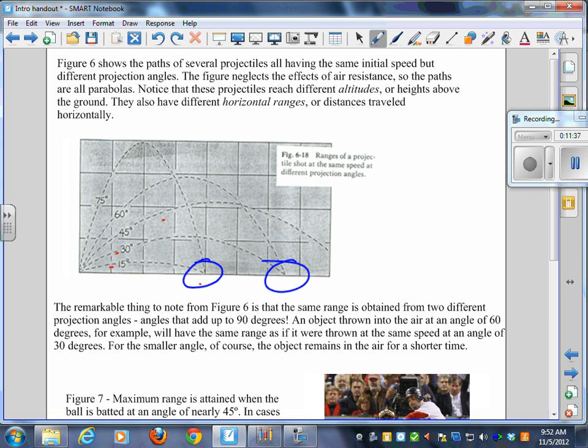What do you notice about those points that I just circled? Hey, there's two ways to get there. 75 is 15 degrees from 90, and then 15 is 15 degrees from 0. 75 and 15 are complementary. They add up to 90, as are 60 and 30.